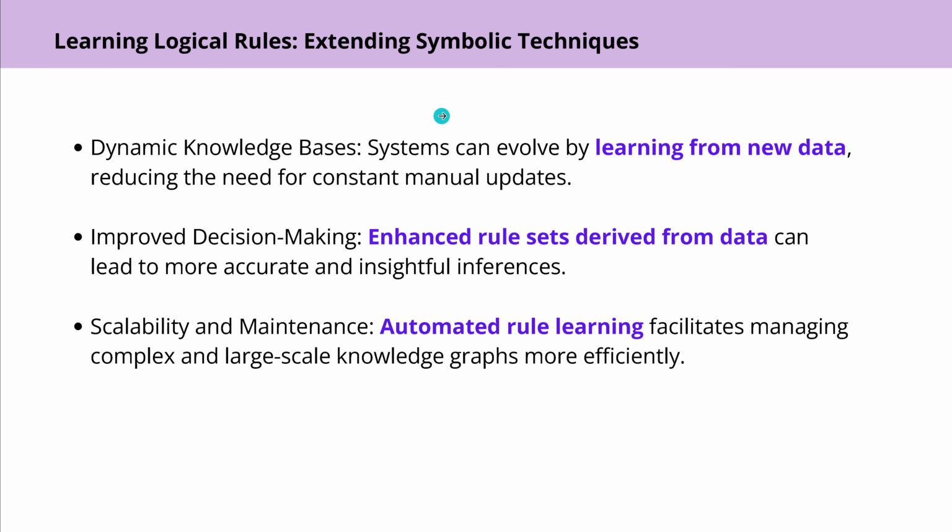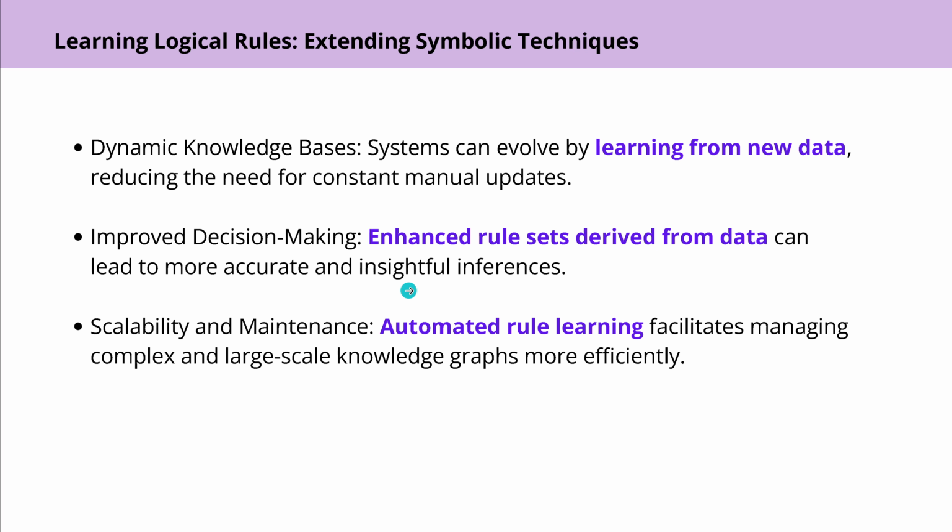What does it bring us, this extending of the symbolic techniques? We have a dynamic knowledge base now. We don't have to do this manually. The system can evolve by learning from new data, reducing the need for constant manual updates of the logical rules. We have improved decision making. These enhanced rule sets derived from your original domain data can lead to more accurate and insightful inferences, and maybe even detect wrong logical rules that you might have thought would be correct but are now simply outdated with the new data.